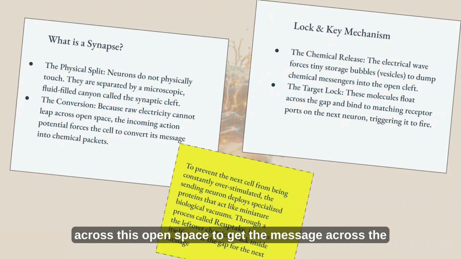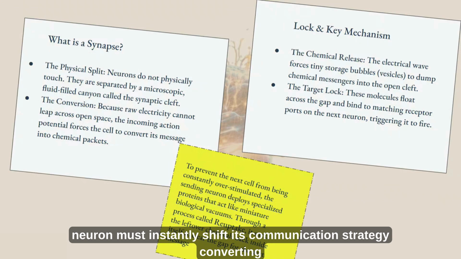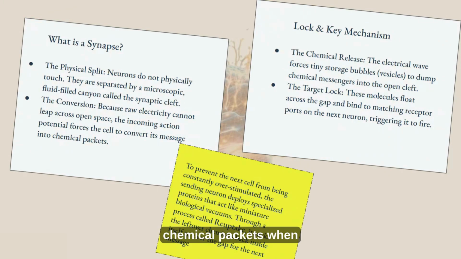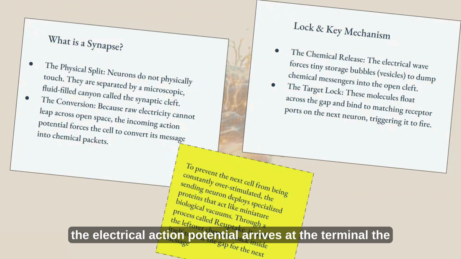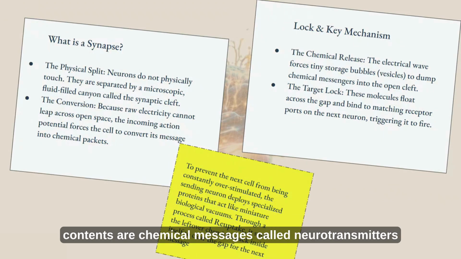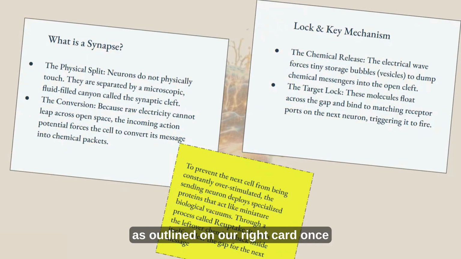To get the message across, the neuron must instantly shift its communication strategy, converting the signal from a rapid electrical spark into chemical packets. When the electrical action potential arrives at the terminal, the sheer voltage forces tiny storage bubbles inside the cell to rush forward and dump their contents directly into the open canyon. These contents are chemical messengers called neurotransmitters.